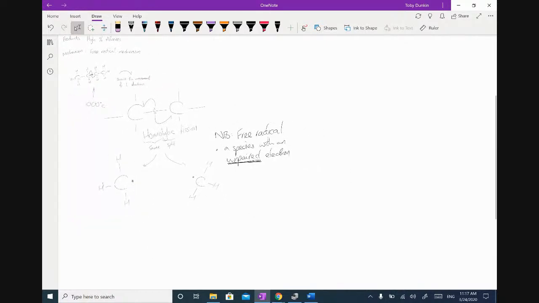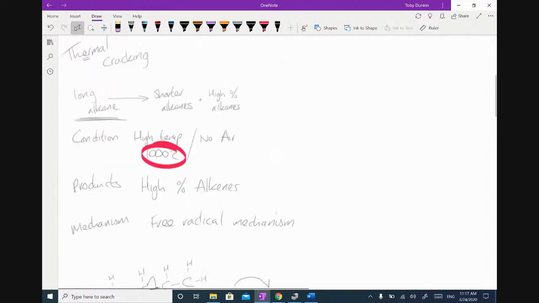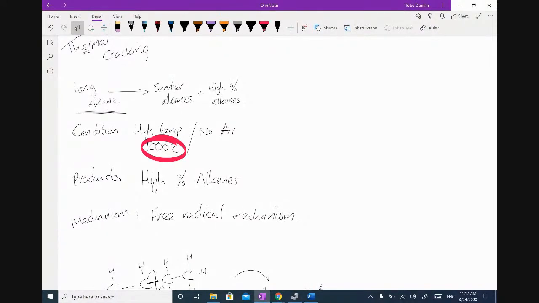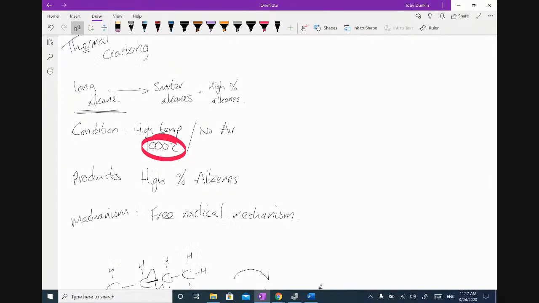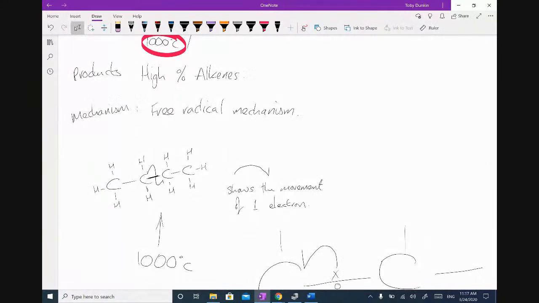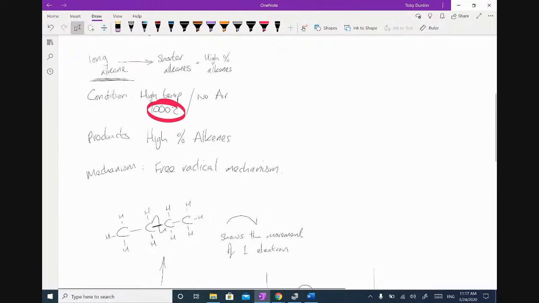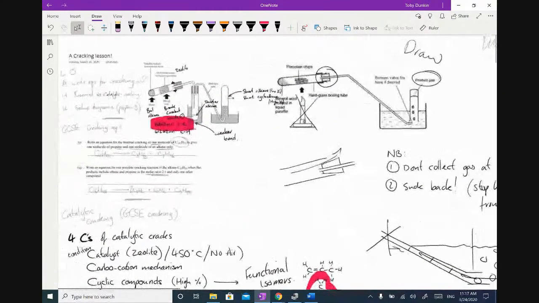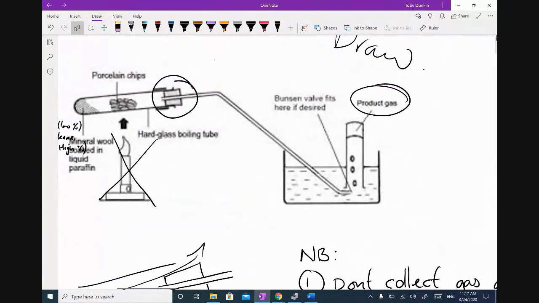An unpaired electron. So this is for thermal cracking. We get this at very different conditions, different temperature, a different set of products, and a different mechanism. That is all you need. If you're going to do this practically, you would have exactly the same setup, but you just remove the catalyst.